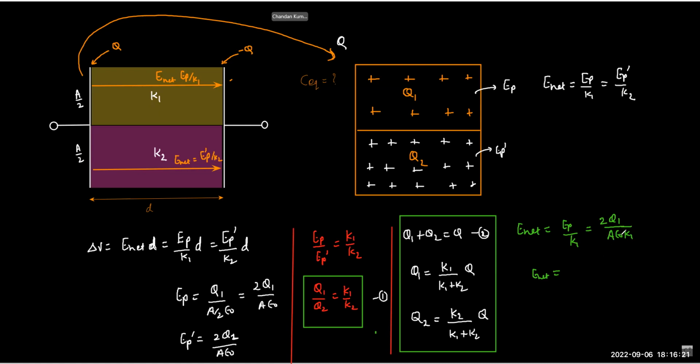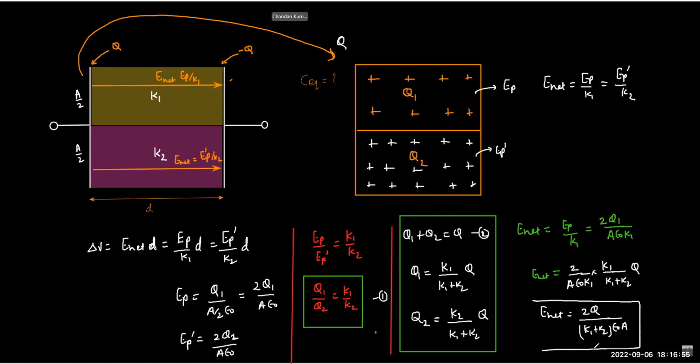So EP is 2Q1 by A epsilon K1. That's fine. So E net is how much? 2 by A epsilon naught K1, and Q1 itself is K1 upon K1 plus K2 into Q. So the E net turns out to be, K1 gets cancelled, 2Q by K1 plus K2 epsilon naught A. That's simple. So after all the hard work, we got the E net value.